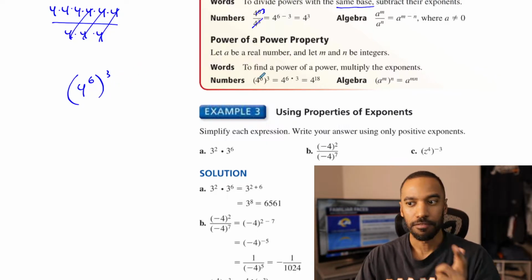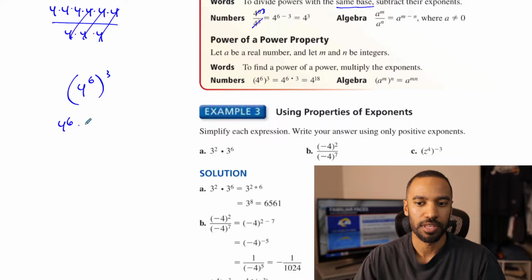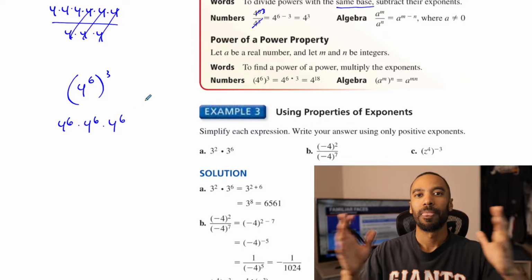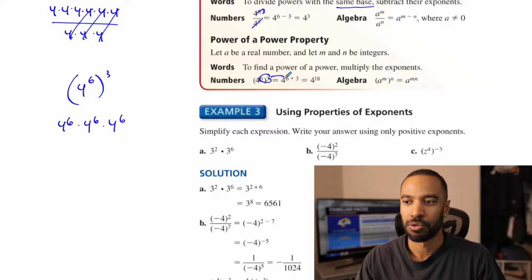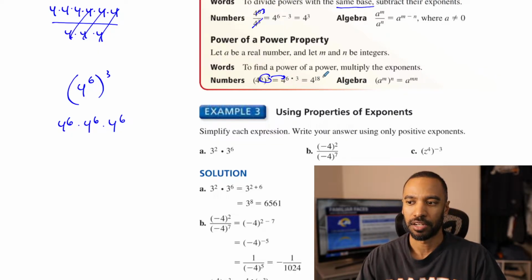Anyway, if you think about what this means, this is 4 to the 6th times 4 to the 6th times 4 to the 6th. 6 4s multiplied times another 6 4s times another 6 4s. That's 18 total 4s multiplied. That's why you multiply those two guys here, and then you'll have 4 to the 18th.